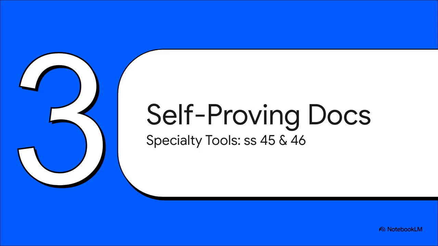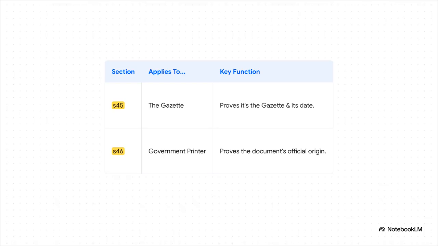Okay, so you have your all-purpose wrench. Now let's add some specialty tools to the kit. Meet Sections 45 and 46. These are your precision instruments, made for some of the most common government documents you'll come across. It's really simple. Section 45 is your go-to for the government gazette. If it looks like the gazette, the court accepts it's the real one, published on the date shown. Section 46 does the exact same thing for anything printed by the government printer. It proves it's an official doc, no more questions asked.